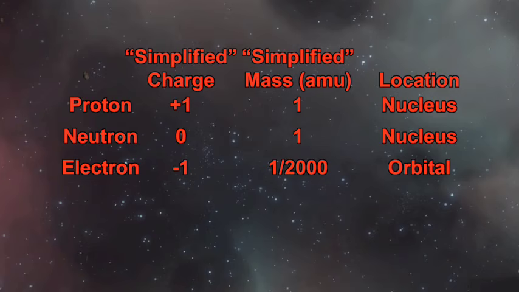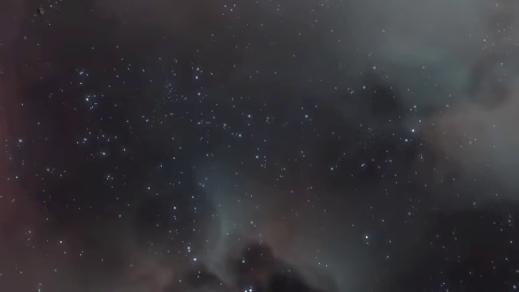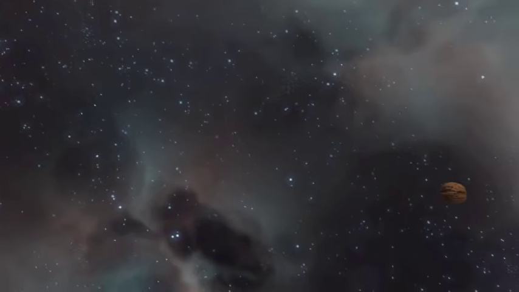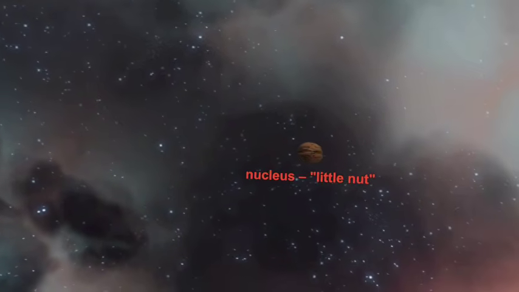We have already learned that the proton is positively charged and the neutron has no charge, that they both reside within the nucleus, are about the same size, and they are both approximately 2,000 times bigger than a negatively charged electron, which resides in an orbital. The term nucleus loosely translates to little nut in Latin.